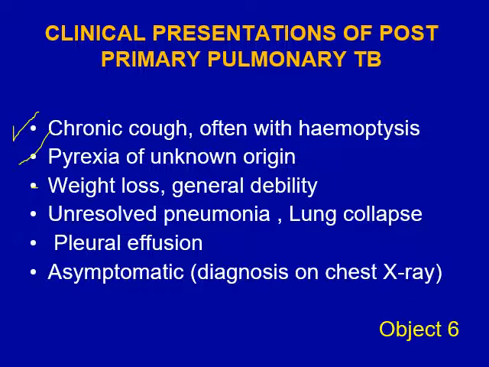As mentioned, there is weight loss and general debility, poor appetite, or the patient may have pneumonia, and this pneumonia is not responding to antibiotics. After 3 weeks, 4 weeks, there is no resolution. The pneumonia is not resolved, called unresolved pneumonia. Or the patient develops lung collapse. You have chest pain, shortness of breath, and lung collapse. Or it can cause TB pleural effusion.